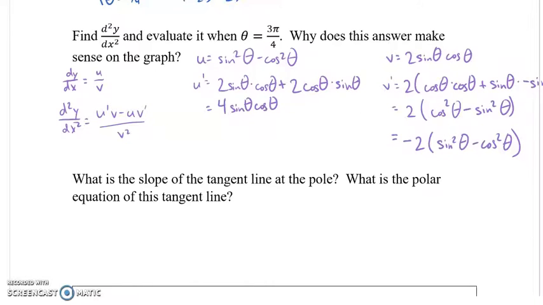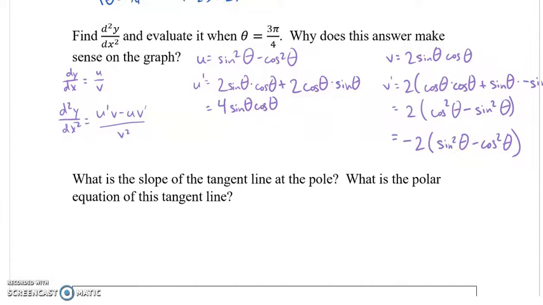All right, one last question about this circle. We've evaluated its first derivative and second derivative of y with respect to x to find the slope and the concavity. Now we're asking about the slope of the tangent line at the pole, and we're going to try to figure out a nice generalization here.